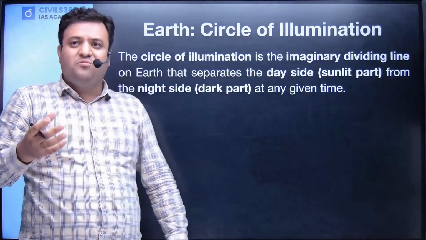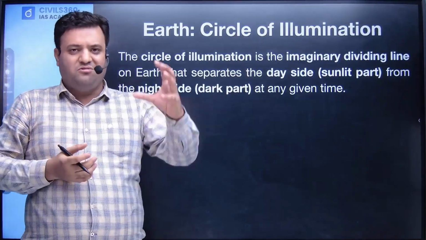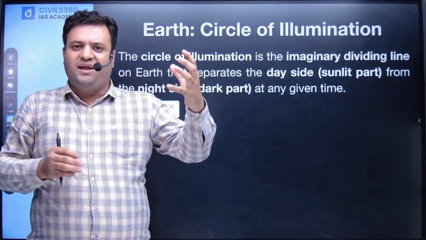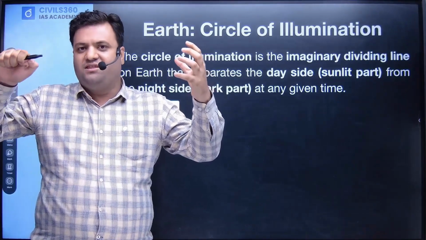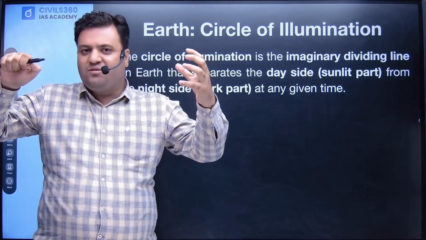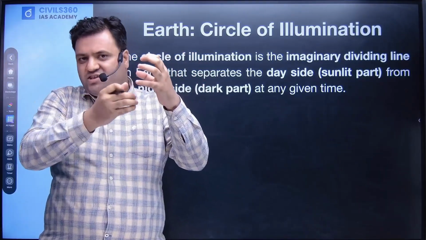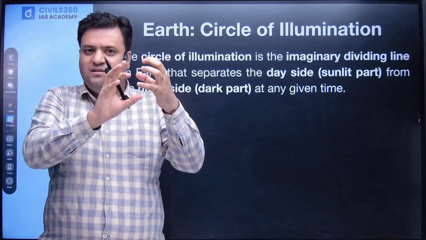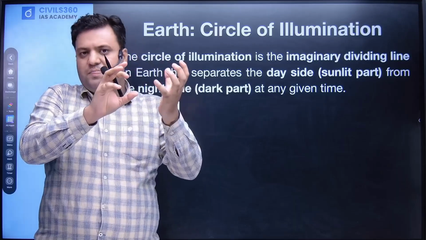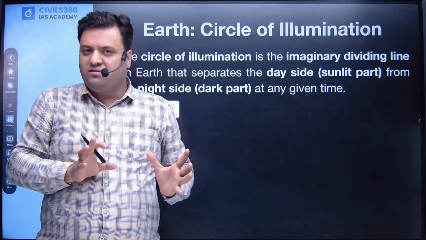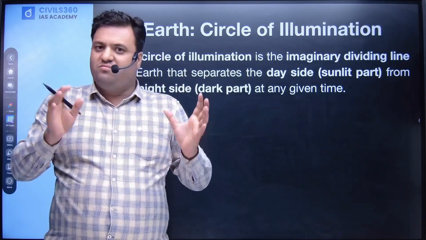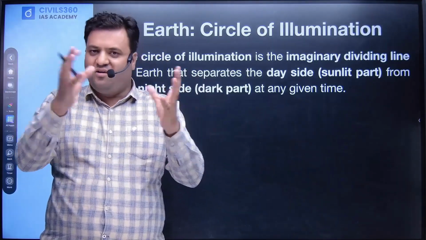In your childhood, you might have done one experiment. You took a football or tennis ball and lit it up with a torch. When you light up that ball with the torch, you might have seen that the part which is towards the torch has daylight, and the part which is behind the torch has what? Night. So there is a perfect law of light basically.